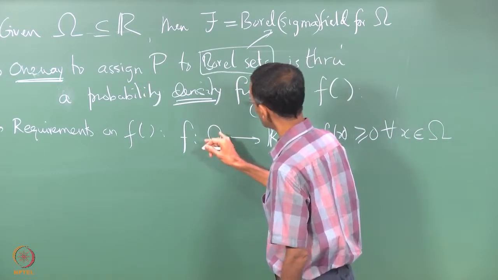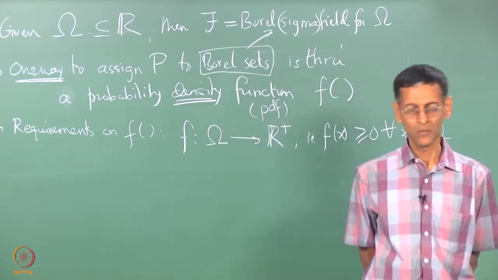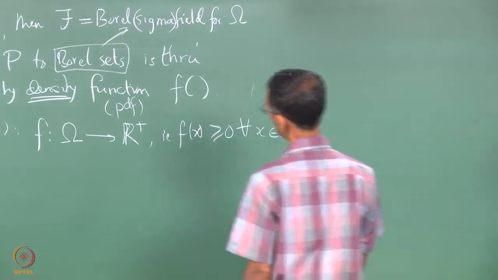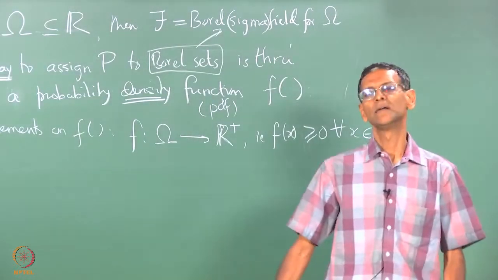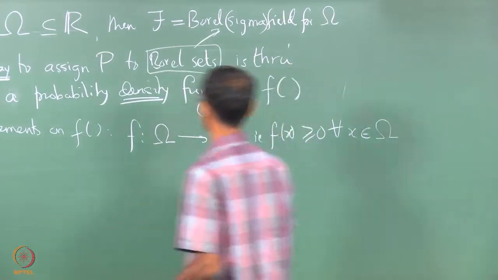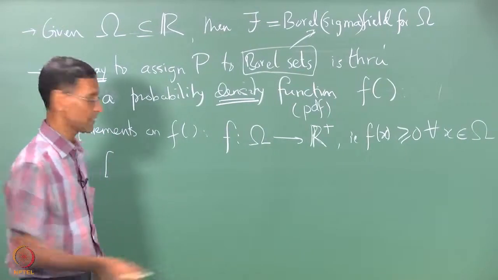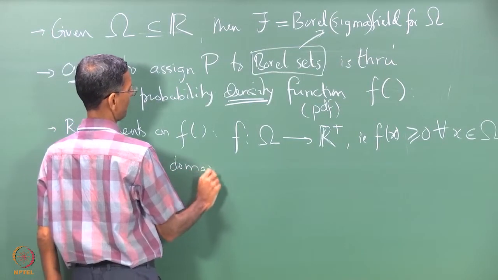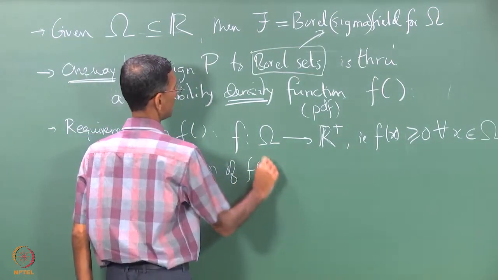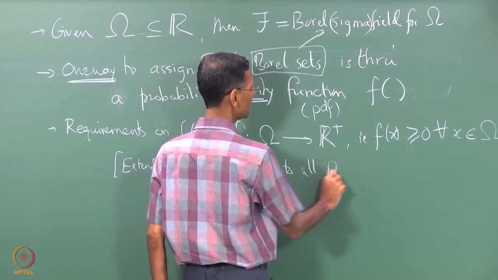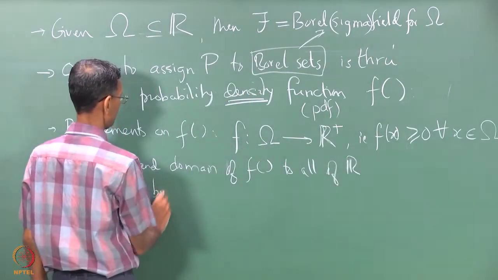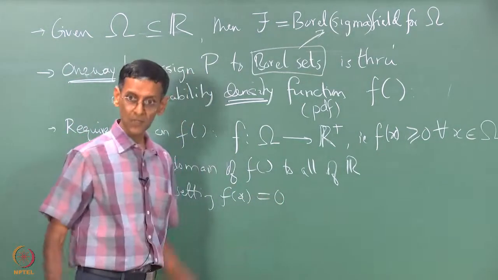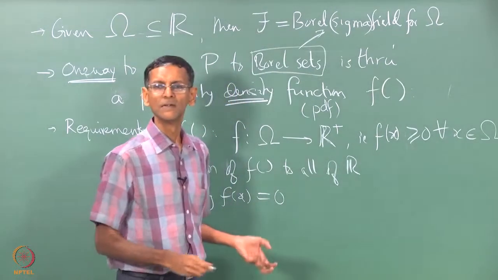So at a minimum it should be defined for all points in omega, but most people consider an extended definition by looking at the whole real line. So let me say that is just a convenience, right. So extend the domain of f to all of R. How do you do this? By setting f of x equal to 0 for x not in omega.